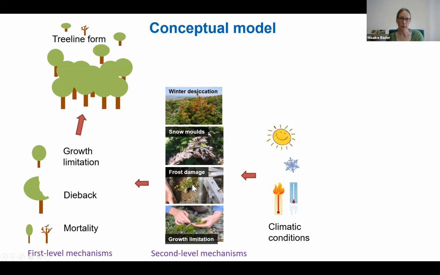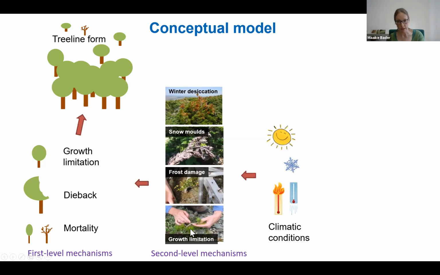Other second level mechanisms may be frost damage, for example, here in Nothofagus, or previously Nothofagus, in New Zealand, that is not able to grow out of its cage. Snow mold can be a problem, winter desiccation can be a problem. These are all different, so these are more like winter damages, these are more like spring and autumn damages. This is more a growing season problem. So all of these mechanisms might cause, for example, dieback. So winter desiccation, snow molds, and also frost damage, they cause dieback. They might also cause mortality.